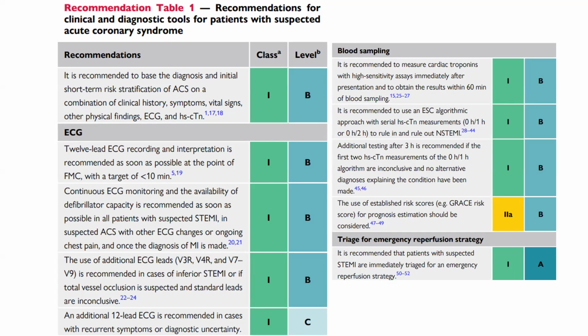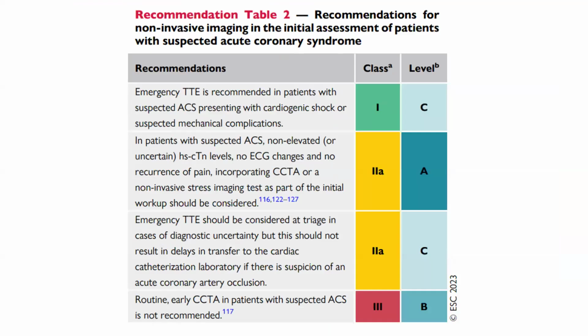And the use of established risk scores for prognosis should be considered. So there's TIMI, there's GRACE, but the ESC seems to use the GRACE even in the high risk and risk stratification for the non-ST elevation acute coronary syndromes. So with respect to triage for emergency reperfusion strategy, it is recommended that patients with suspected STEMI are immediately triaged for an emergency reperfusion. So these are things that we know we have to do, but it's been put in context in terms of the guidelines.